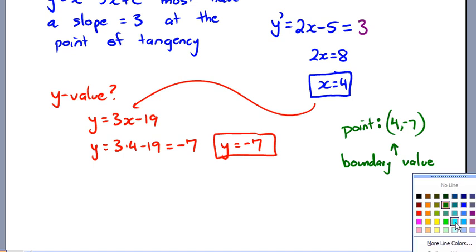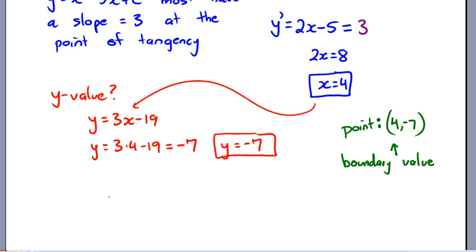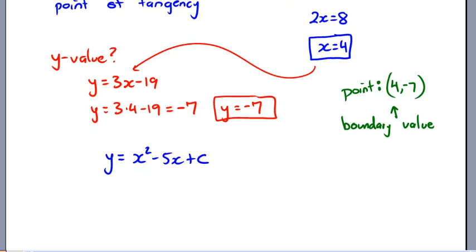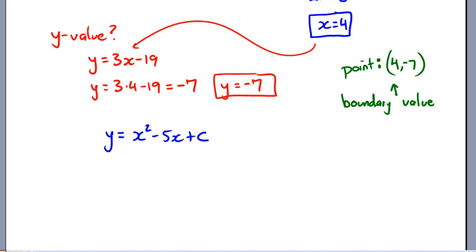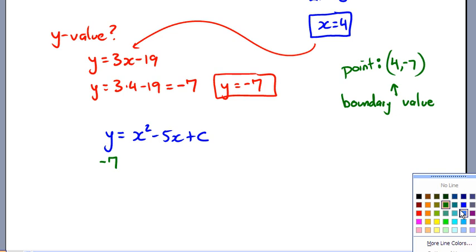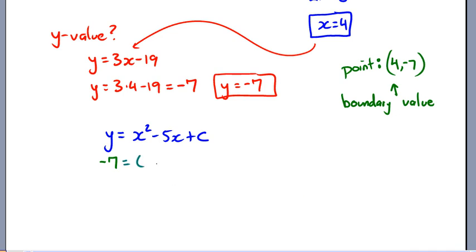So going back to my work, I was so close very early on. I thought the answer, this y, which is a function of x, is x squared minus 5x, but there was this plus c. What's that c? Well, I do know that the boundary value has to be on this graph. When you put 4 in for x, you have to get -7 for y. So that narrows things down quite a bit.